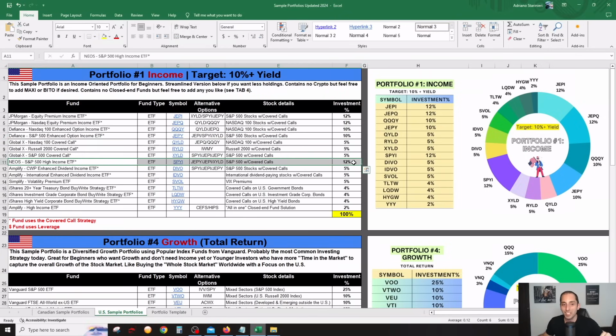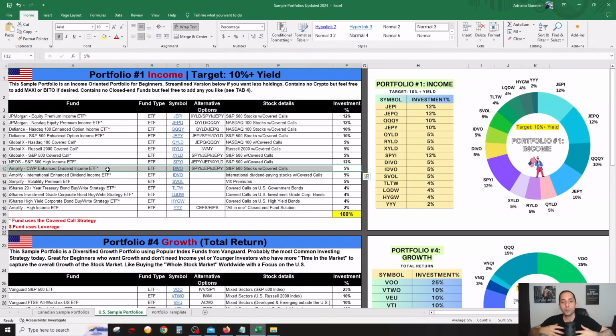A nice big chunk in SPYI. So I really like SPYI. It's another S&P 500 covered call ETF. It's a bit newer, from NEOS. And I think it's really good. I believe it's actually outperforming JEPI, but it's just another S&P 500 one. Just like DIVO is. DIVO is from Amplify ETFs. It's another S&P 500 one.